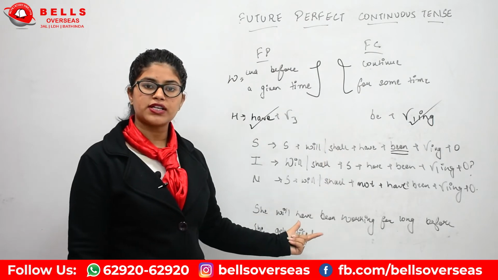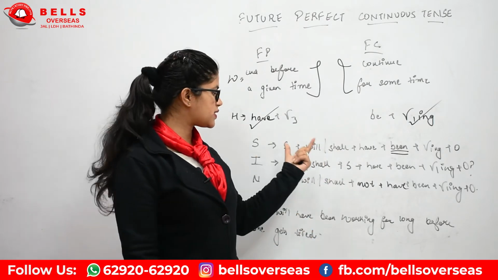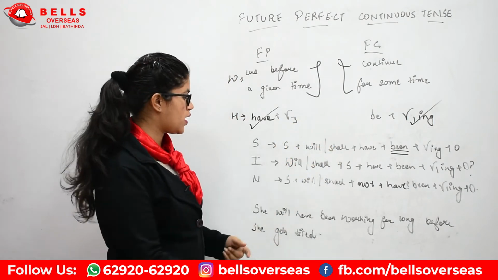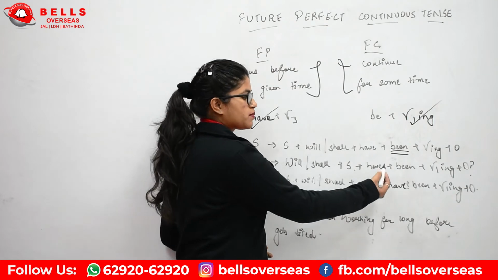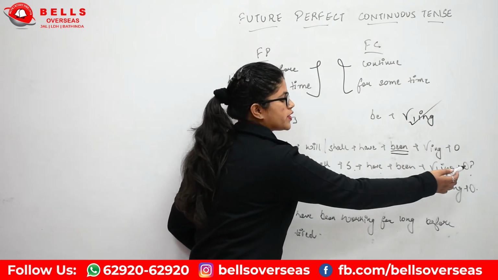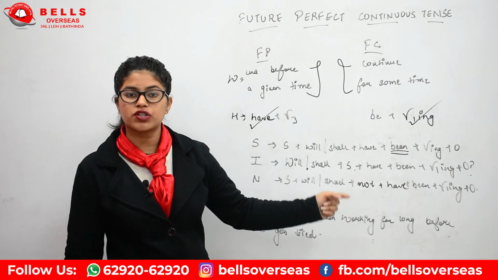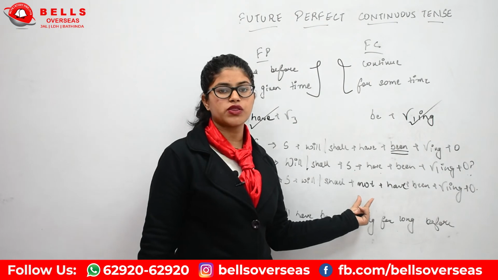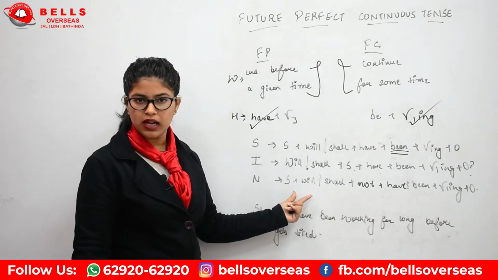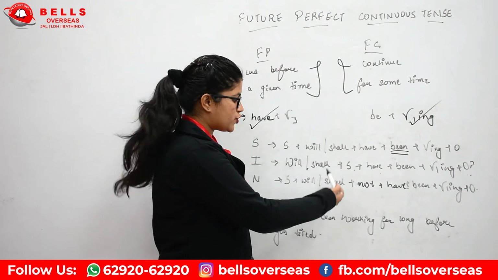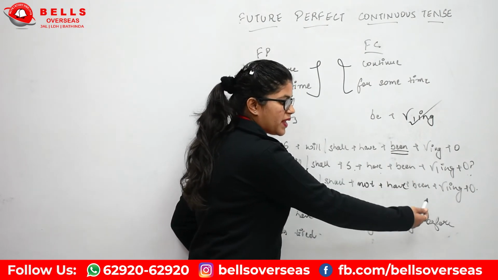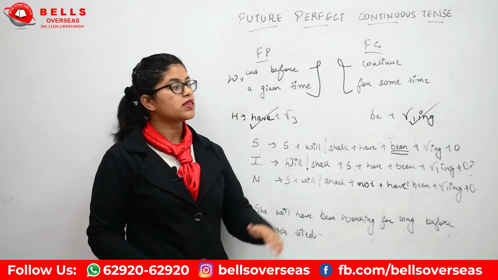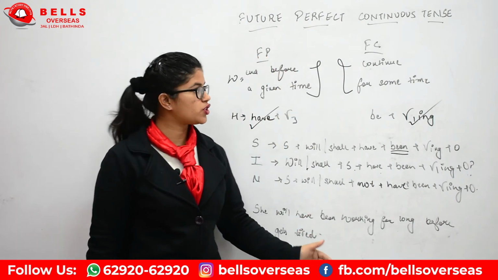Now when I have to turn it into interrogative, I'll use the same trick. I'll pick up my helping verb and place it before my subject. Will/shall plus subject plus have plus been plus verb first form with ing plus object and a question mark at the end. Now when I turn it into negative, again the same trick. I'll just apply the word not after my helping verb. Subject plus will/shall plus not plus have plus been plus verb first form with ing plus my object. This is all about future perfect continuous tense.